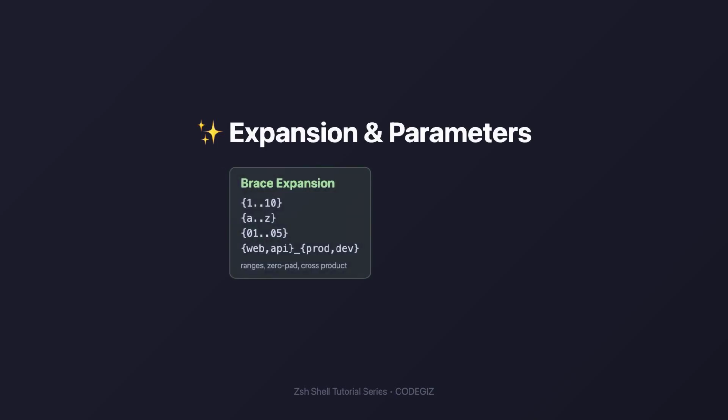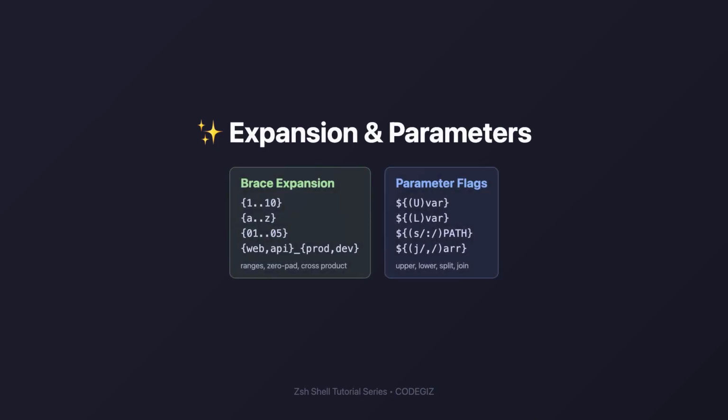Brace expansion generates sequences and combinations. Number and letter ranges expand inline. Cross products combine lists, great for creating directories. Parameter flags transform strings: upper, lower, split, join. Setopt options like null_glob change how ZSH handles patterns.